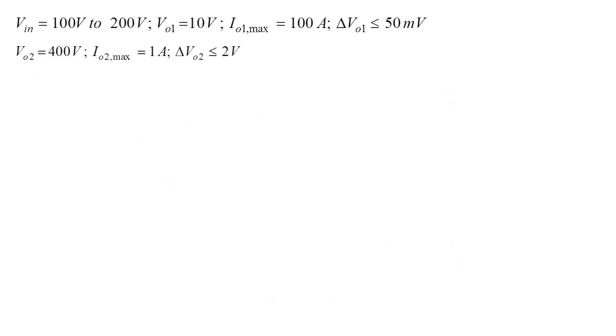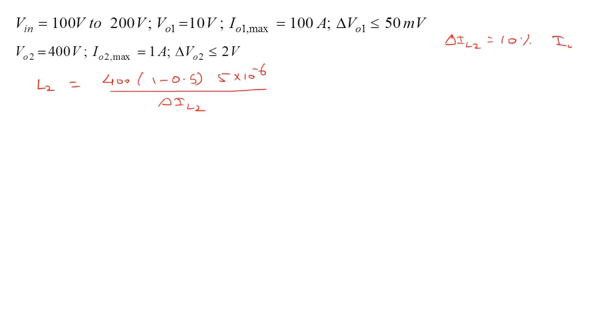Okay, then inductor L2 for the second output. Same formula, VO times 1 minus D minimum, which is 0.5, TS over 2 is 5 micro, and delta IL2. Okay. So I will choose delta IL2 also to be 10% of the IO2 max, which is 1 ampere. So this is going to be 0.1 ampere.